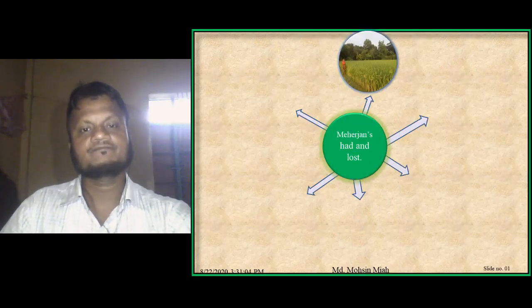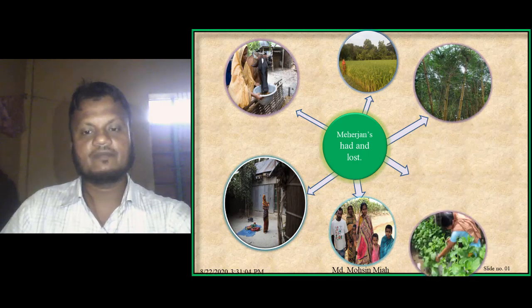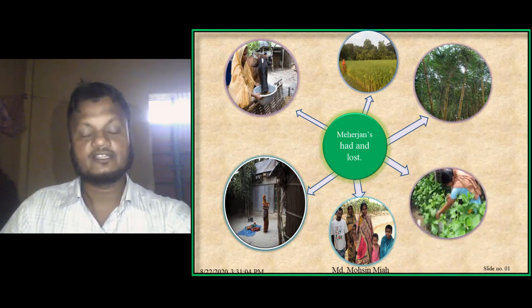Dear learners, look at the pictures. Here I have given some information about Meherjan, what Meherjan had lost and what Meherjan had. Here Meherjan had cultivable land, bamboo bush, vegetable garden, her family and her house, and also cattle. Now here I have given you the information to talk with each other. This is the turn of your speaking test.